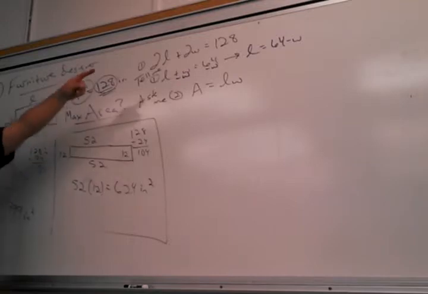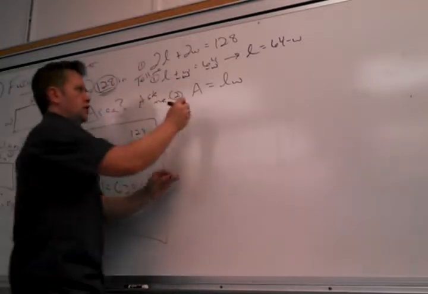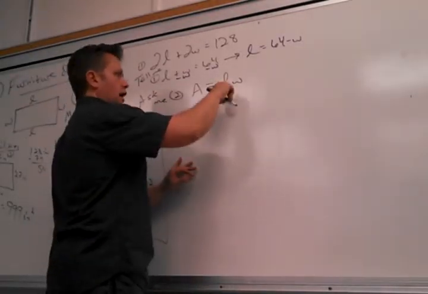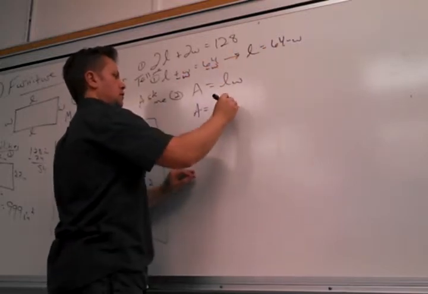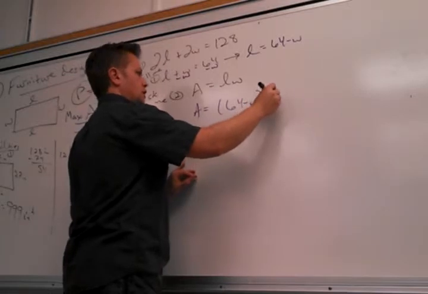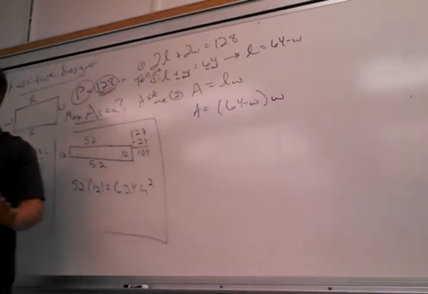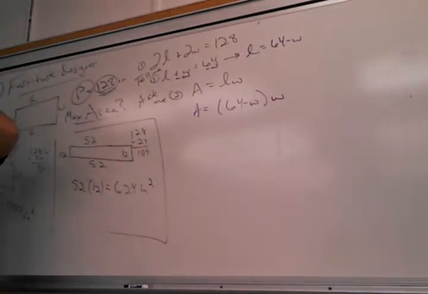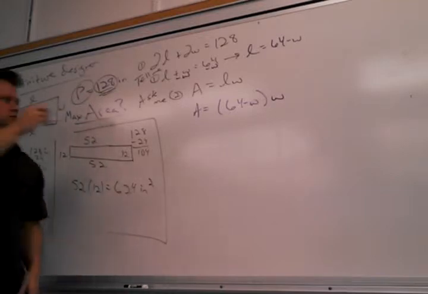So then what can I do with that? Plug it in. So now I know the area is L, but what's L? 64 minus W times W, right? Is that cool? And what can I do with what I just wrote down? Distribute.